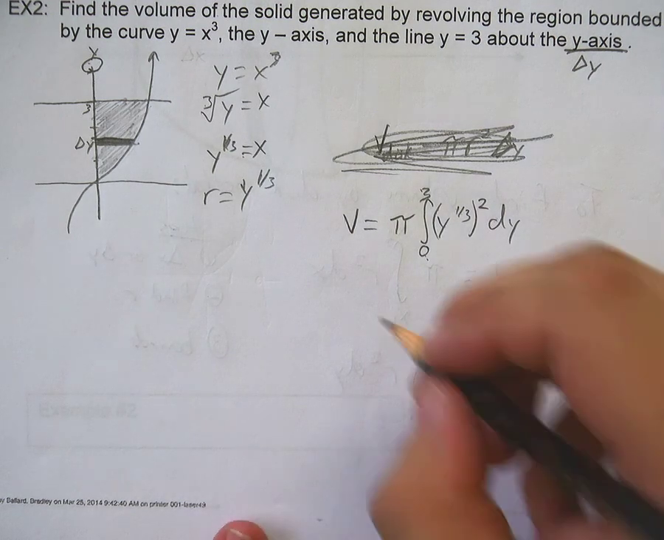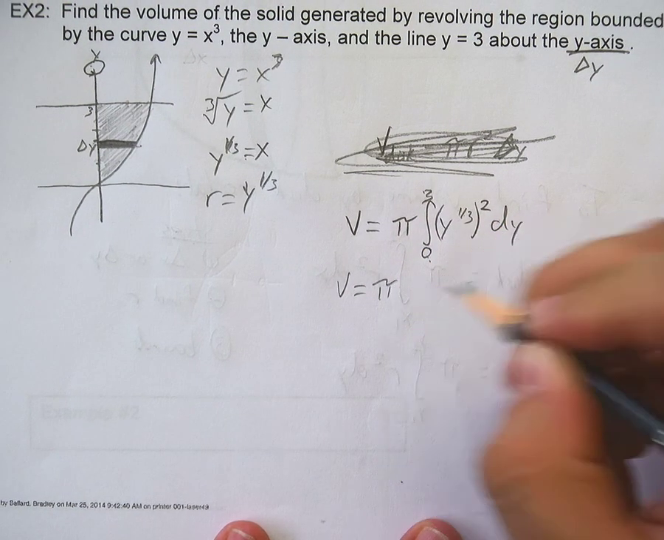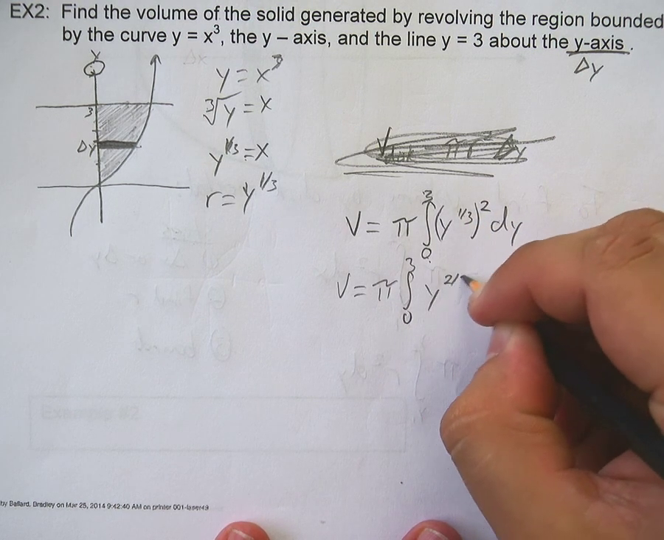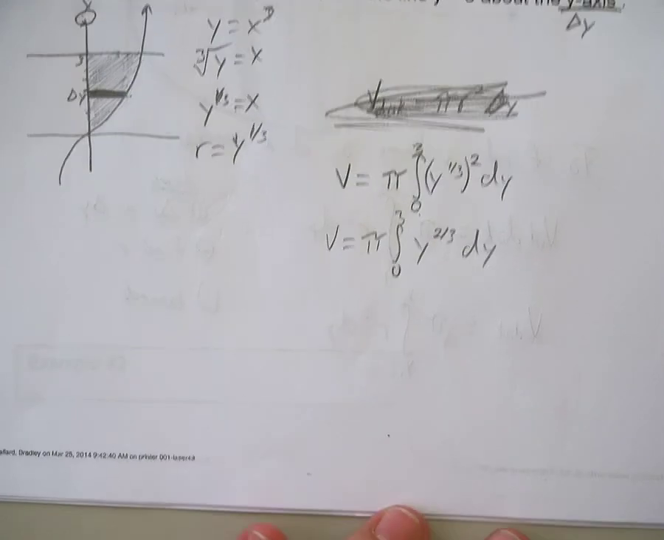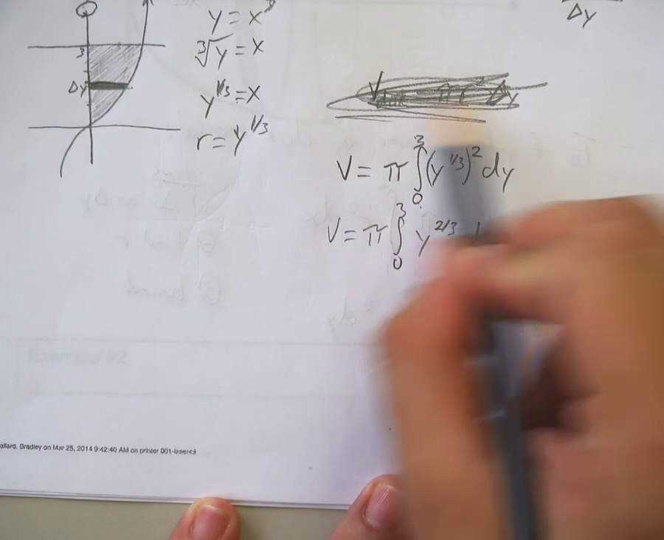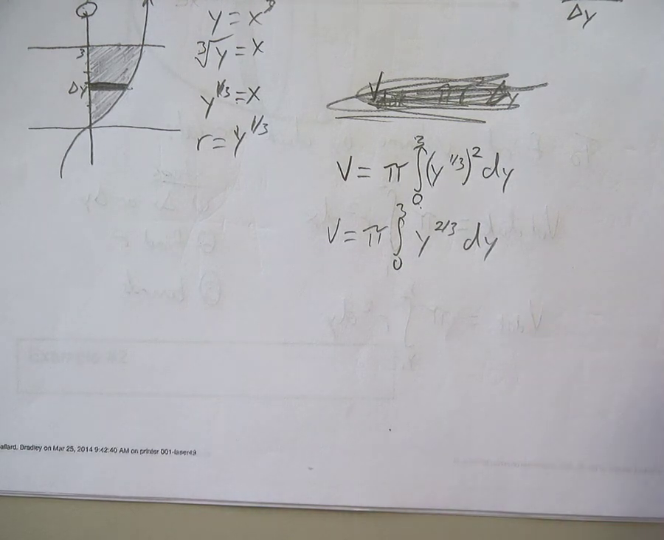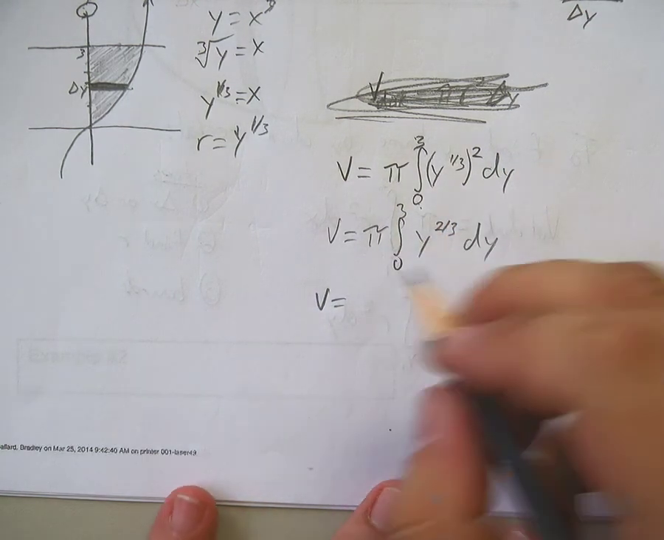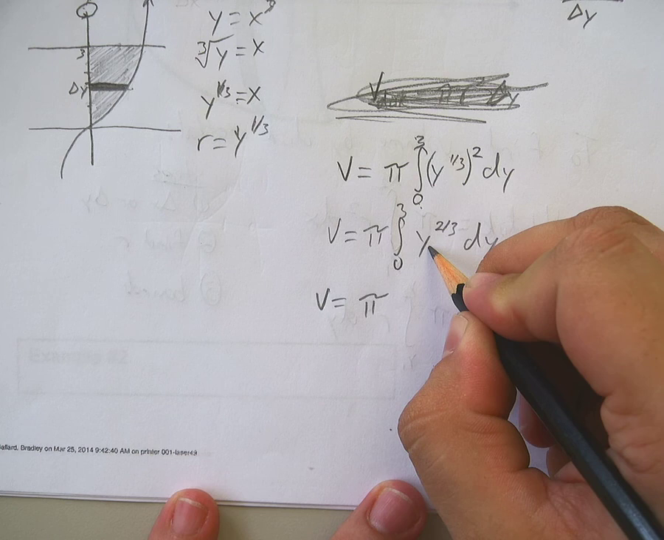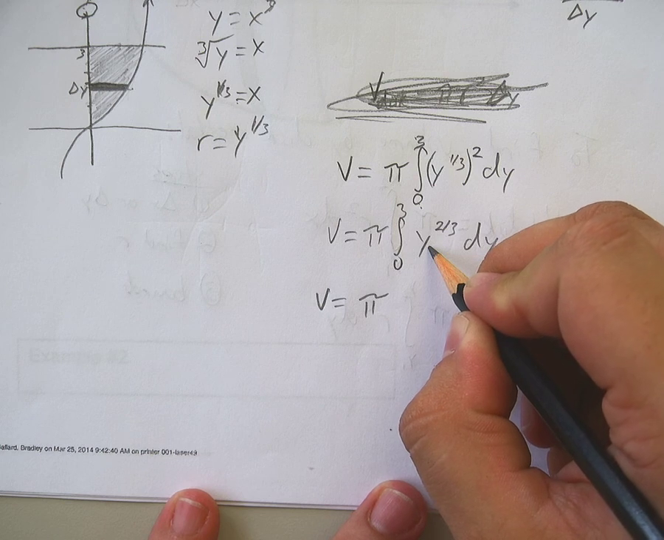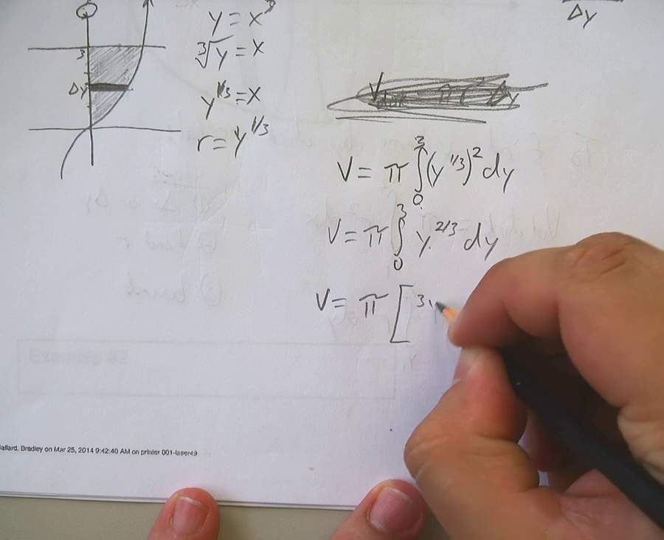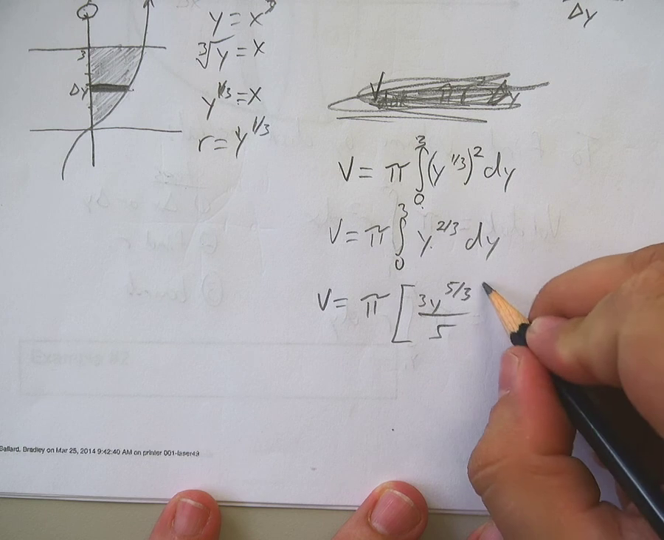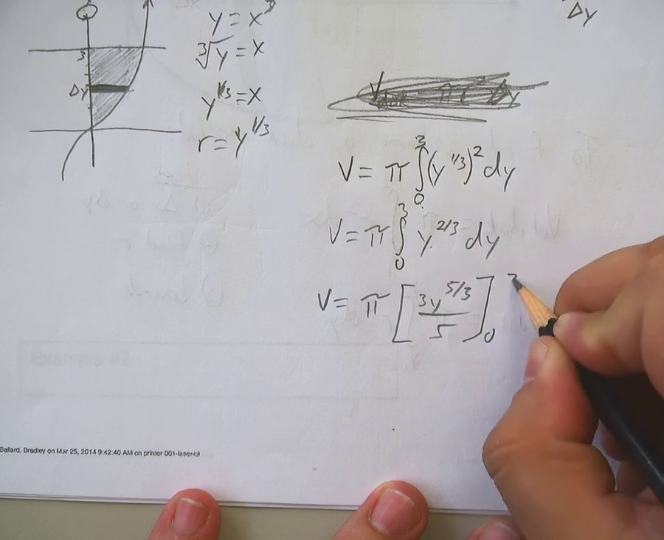So that's going to be pi, this is y to the 2/3. Integral from 0 to 3, y to the 2/3 dy. But anyway, moving on. Volume is pi. Integrate this, we get y to the 5/3 over 5/3. 3y to the 5/3 over 5 is what that'll simplify to. From 0 to 3.